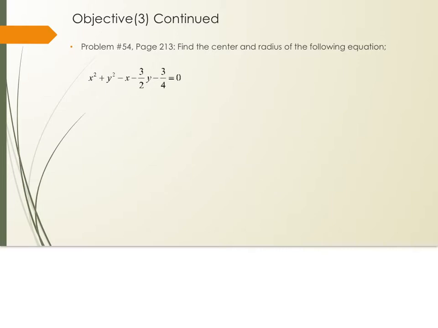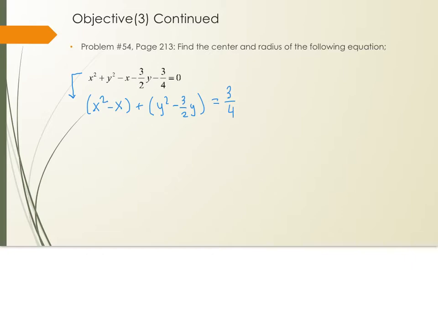Okay, so now we will begin how to accomplish this. I will put the x variables again together. So I put x² − x, and I'll put the y's together. So it's y² − 3/2 y, and I'm going to put the numerical value to the right of the equation, so that's now going to be 3/4.